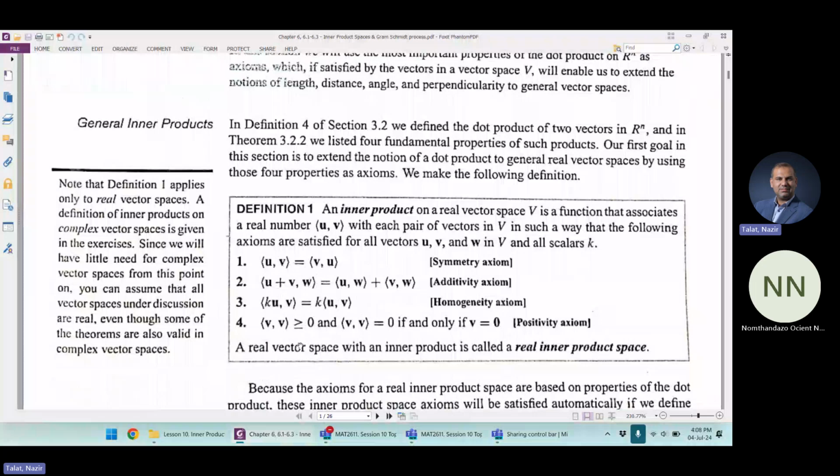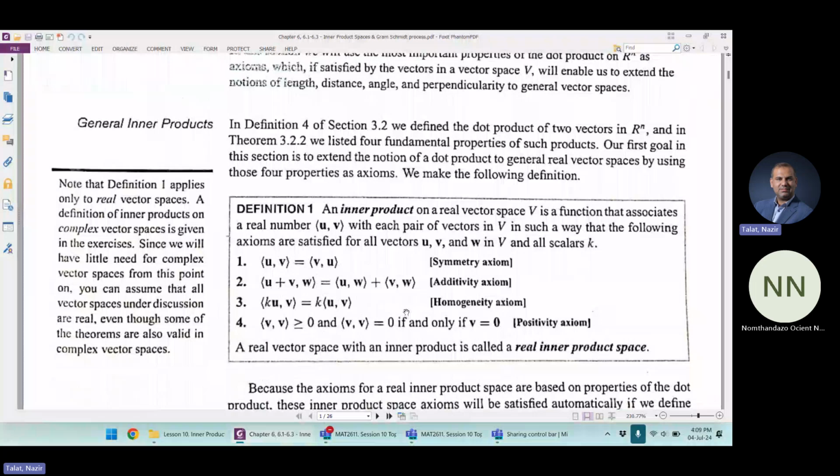Remember that all these properties are satisfied by real numbers. One can check that the product of two real numbers is also symmetric. It also satisfies these conditions, it has the homogeneity axiom, and moreover it has positivity. Like if you take the product of 4 and 4, it is always 16, which is greater than 0. The inner product of 0 with 0 is 0. Minus 1 and minus 1 is plus 1. So it always satisfies this.